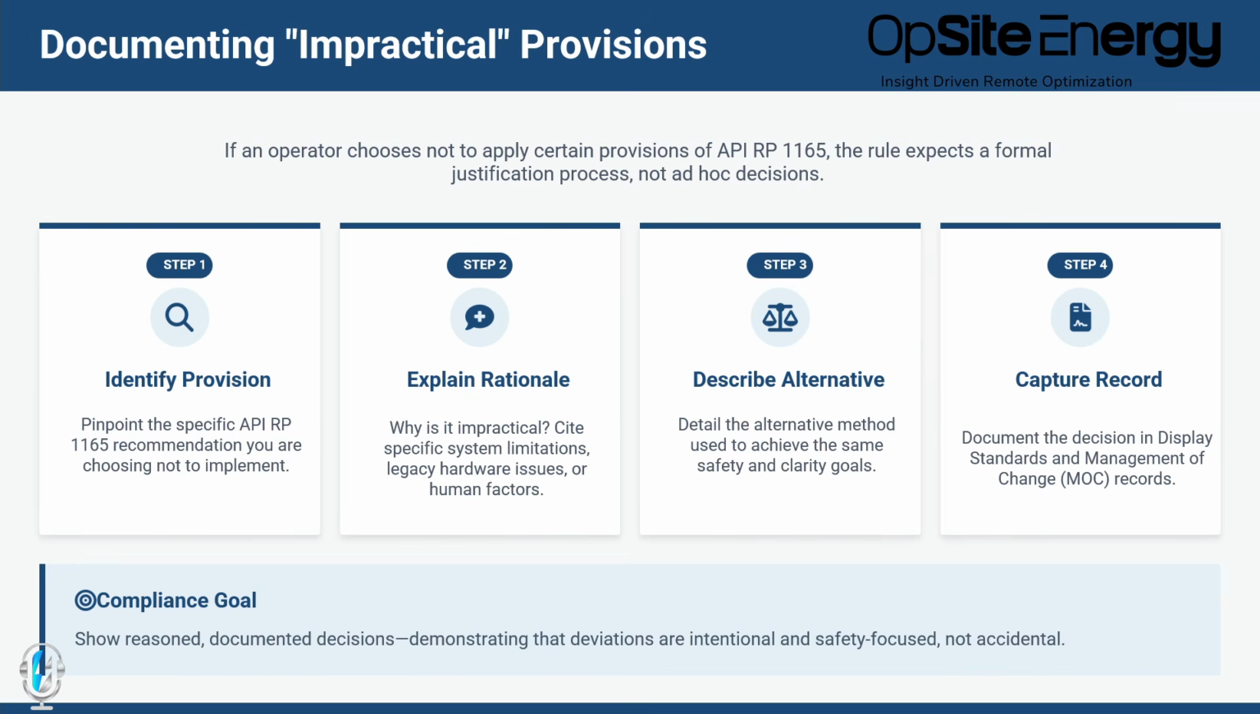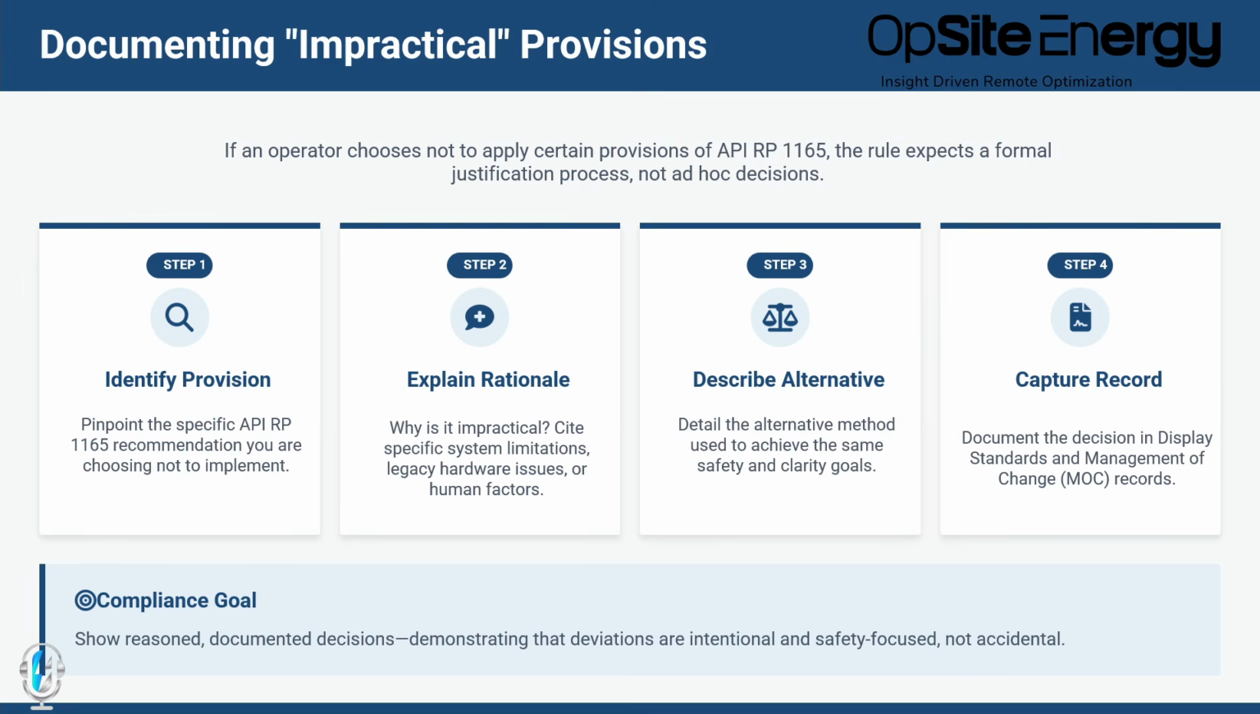So, again, if you're not able to do it, justify it, have that documented, and what are some of the other things that you're doing to help with safety when it comes to the 1165. Okay. So number 1 is identify that provision that you're going to pinpoint and talk about, and then you're going to do your rationale. And that third step is kind of describe the alternative if you have to, right?